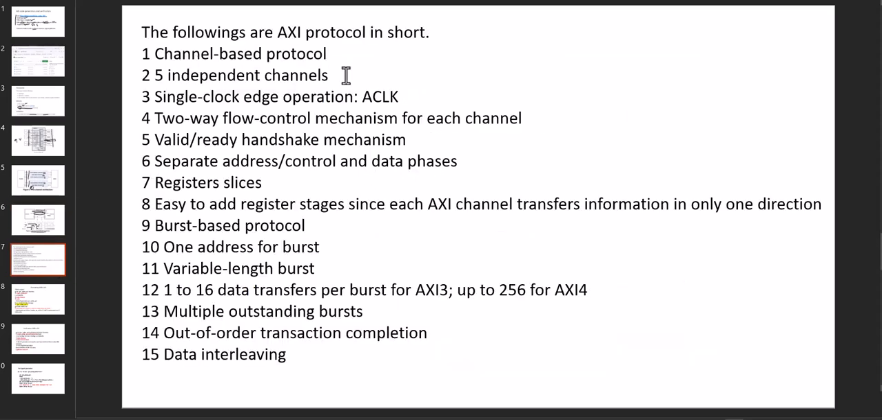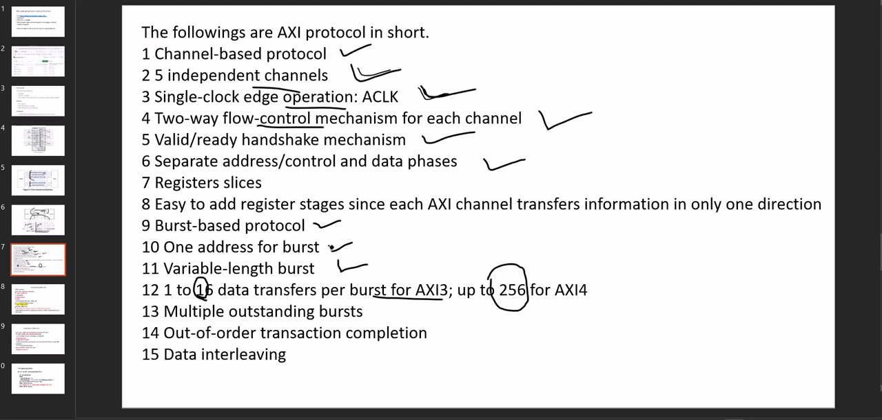Most important, this code generation has some features. It is a channel-based protocol with five independent channels, single clock edge, and two-way control. It also supports variable length burst protocol, 16 data bursts for AXI3 and 256 for AXI4, that we already know.